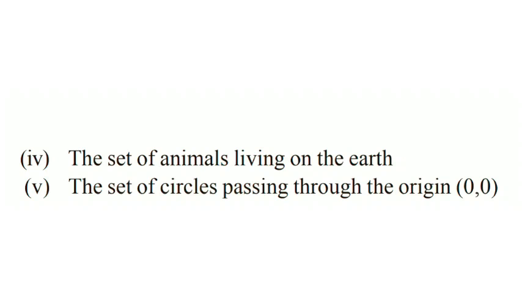And the last one is the set of circles passing through the origin (0, 0). An infinite number of circles can be drawn through the origin. We can draw infinitely many circles that pass through the origin (0, 0). Hence, this is an infinite set.